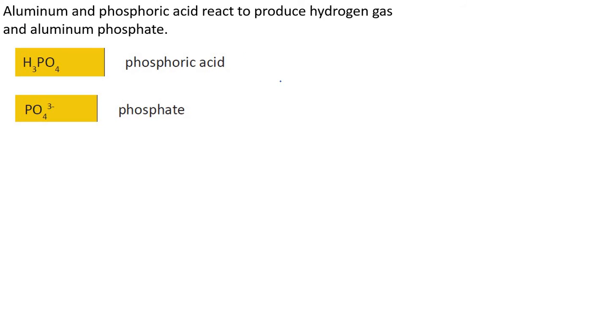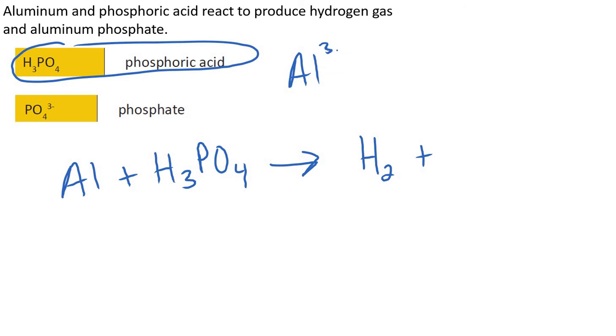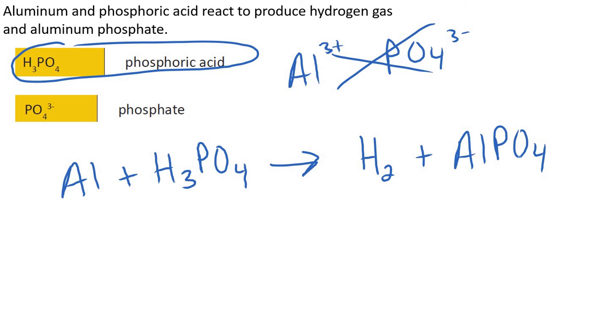Aluminum and phosphoric acid. Phosphoric acid is on our chart, so we can just write it right from there. They react to produce hydrogen gas, so there's that H2 again, and aluminum phosphate. So aluminum, if you go to your periodic table, third column, it's a +3, and then phosphate is right here from our chart. Notice they're going to be a 1-to-1 again, so AlPO4.